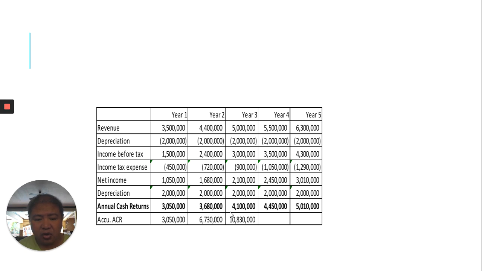Now, year 3 is more than what we need, 3,270,000. So let's get the ratio: 3,270,000 divided by 4,100,000. That's about 0.79, or let's say 0.8. Therefore, your payback period is 2.8 years. So it is now different from what we computed earlier, which is 2.67. This is a little bit longer.